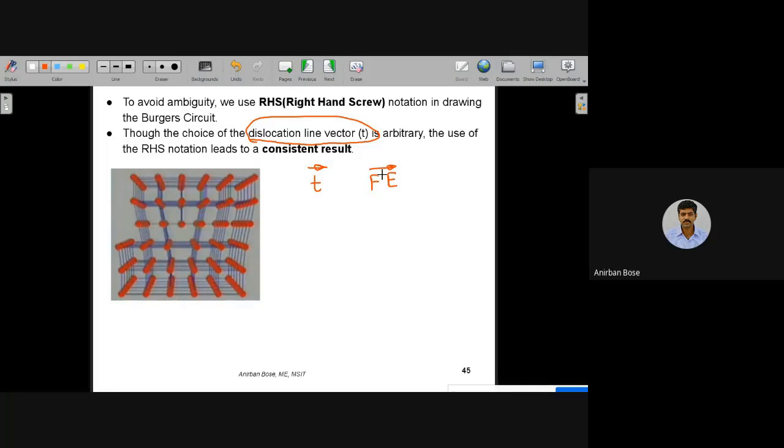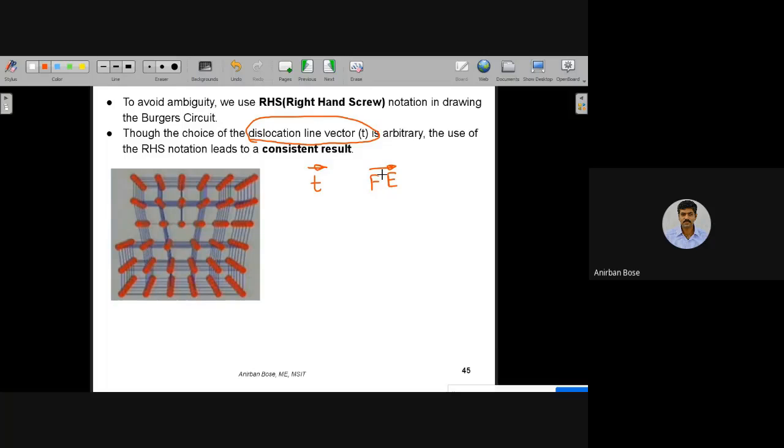So this EF is a line, but the dislocation line vector has not only magnitude but also direction. The question is which one will be the direction of the dislocation line vector: EF or FE? The answer is that you can choose anything. Either you can choose FE or you can choose EF. That is up to you.